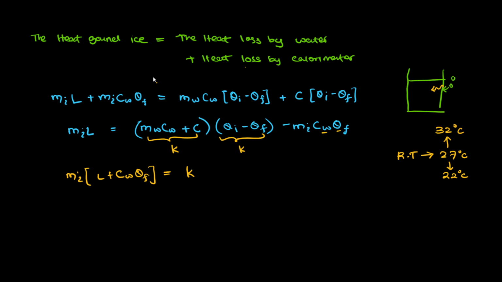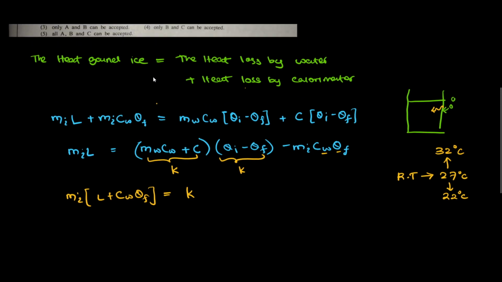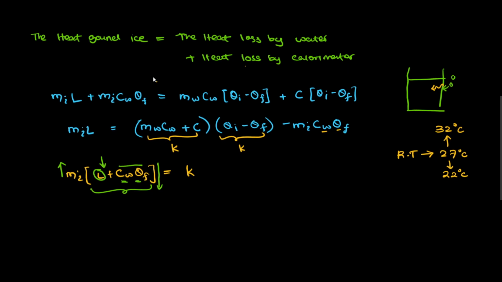Now here, Cw and theta F are constants. Whatever increases the amount of ice dissolving will decrease the value of L, because if Mi increases, these two terms together have to stay constant, but this term is also a constant. Therefore, the only option is this to decrease. So in this question, you must check which reasons will increase the amount of dissolved ice.